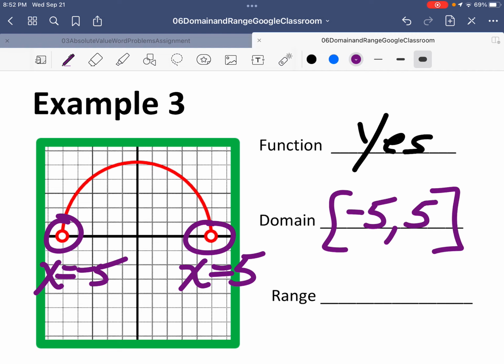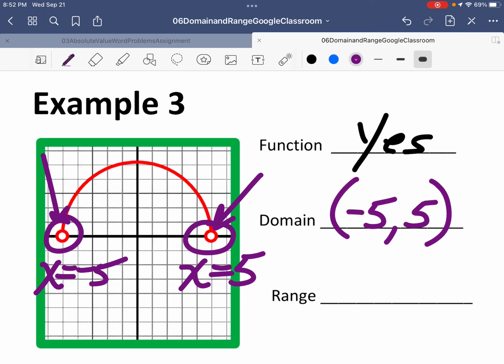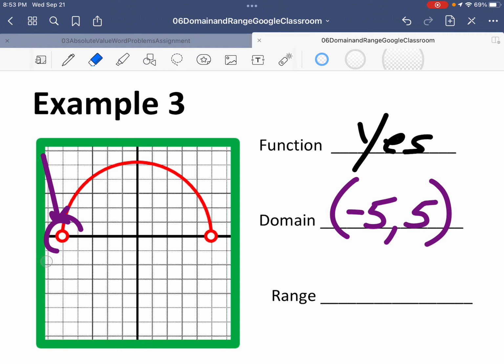But I made a little mistake. We have an open circle right here, as well as right here. Open circle means that you can't equal the value. No big deal. It just means we'll use parentheses to represent that it's not equal. The range.